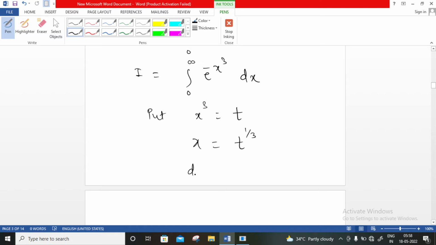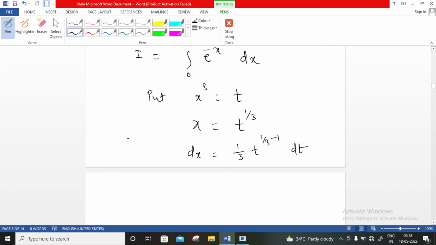Now you find its derivative. You differentiate both sides. So dx becomes 1 upon 3 t raised to 1 by 3 minus 1 into dt. Now you check its limits also, because in integration these limits are functions of x, and you convert this variable in terms of another variable. So when x equal to 0, here the lower limit is 0, so t gives you 0.